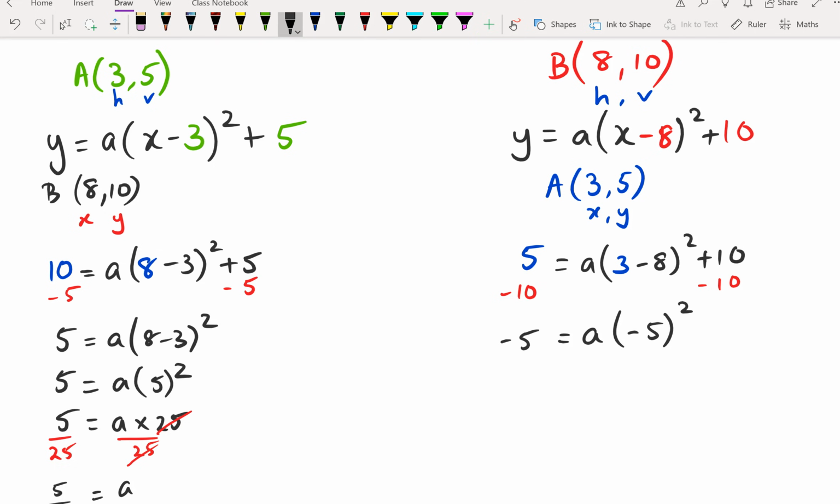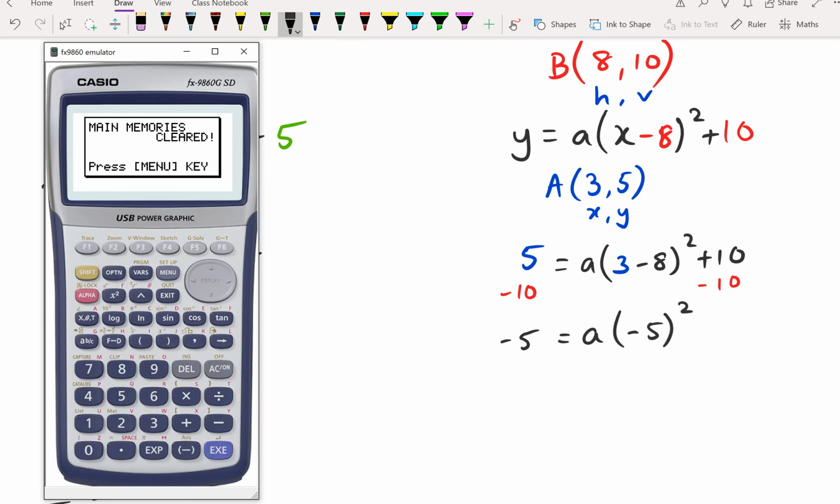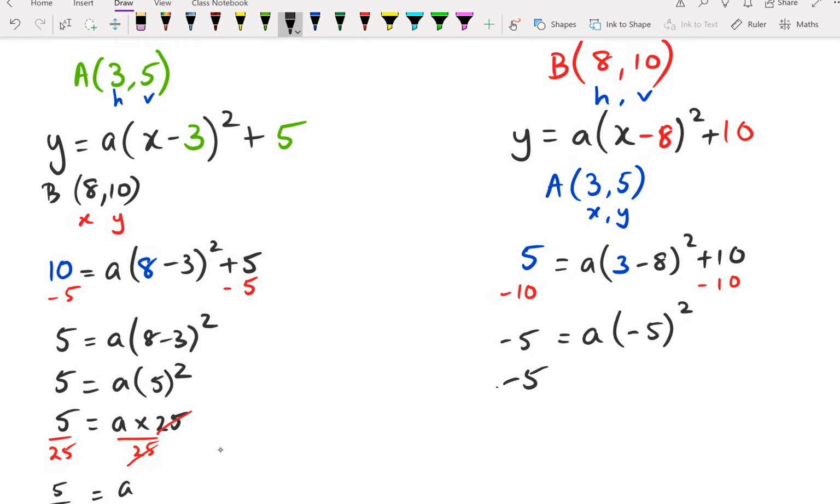Now, what I've noticed people do, and this is a common mistake, is with negative 5 squared. It's really important that when you do negative 5 squared, you put brackets around the negative 5. Notice what happens if you don't put the bracket: negative 5 squared ends up being negative 25. But if you put a bracket around the negative 5, see how it comes out as positive 25? So anytime you're dealing with negative numbers, make sure in the calculator you put a bracket as well. So what you get then is -5 is equal to A multiplied by 25.